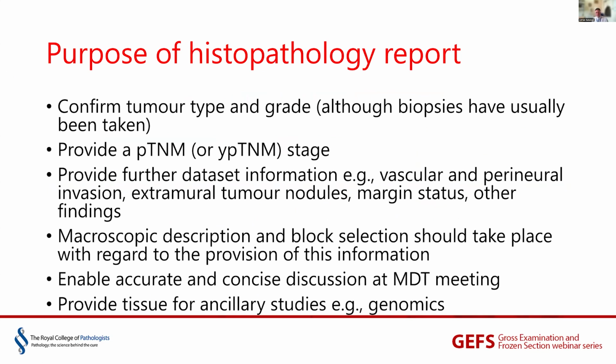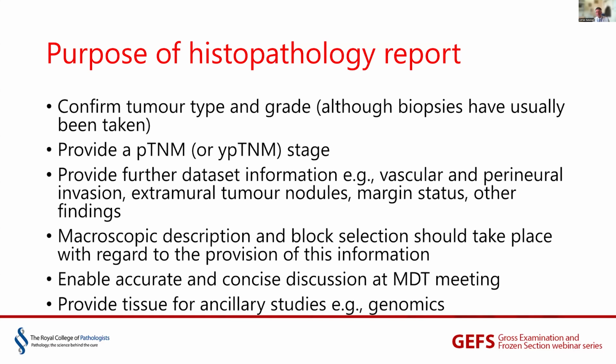So clearly you want to confirm the tumour type and grade, although most of the time we already know that from biopsies, because biopsies would have already been taken. We'll need to provide a TNM stage, a pathological TNM stage, a pTNM stage, or a ypTNM stage, so-called, if it's taken after neoadjuvant therapy, and then also provide other useful prognostic information from the data set. For example, small vessel and venous invasion, perineural invasion, whether there are extramural tumour nodules, which I'll mention a bit later as well, what the margin status is.